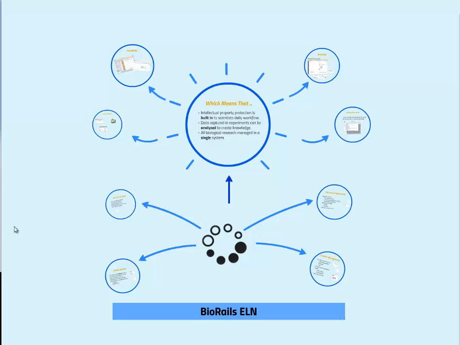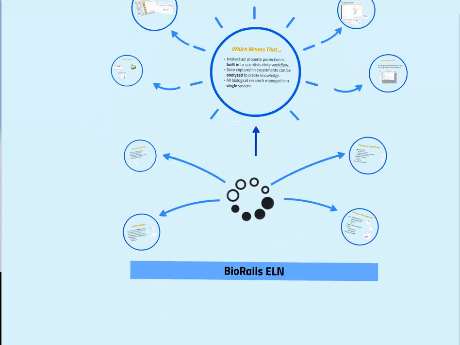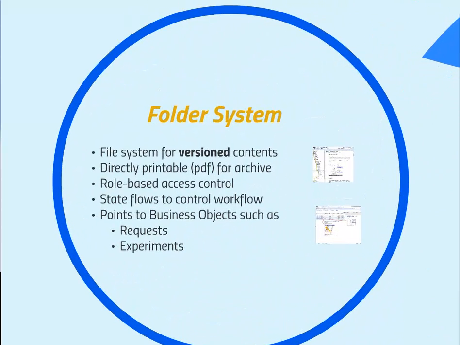So what we're going to start with is a quick presentation of the BioRails ELN features. BioRails system is made up of a number of different entities. Each entity has a folder system. That folder system is used to track the version control contents for each experiment and other entities in the system. The content within the folder can be directly printable to PDF, which can be used for archival processes.